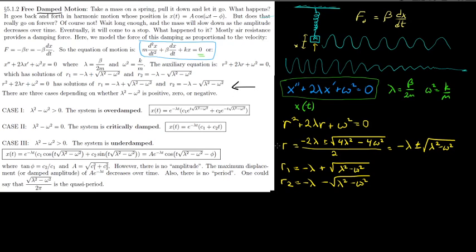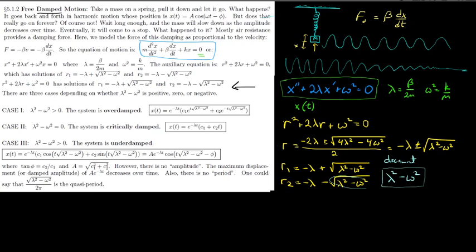Now what type of solution, in other words what type of motion you get for x of t, depends on what's under the square root, this lambda squared minus omega squared. Whether that's positive, negative, or 0, you get three different types of solutions. This is the discriminant, and we're going to take the three cases separately here.